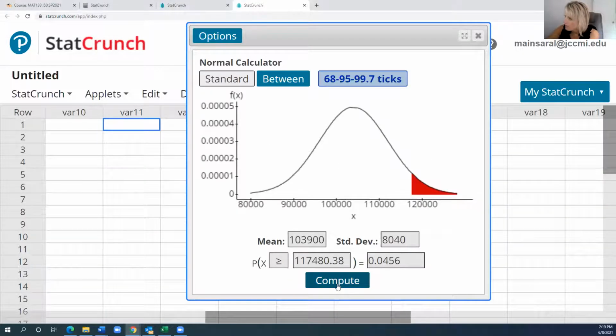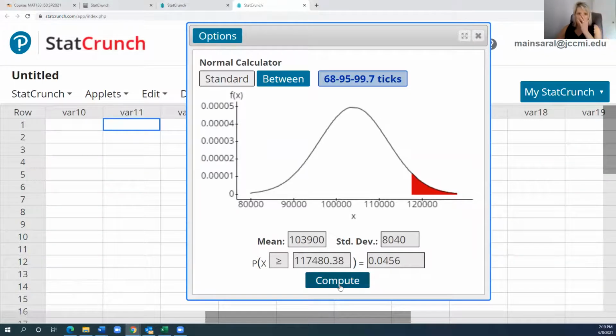And it is 117,480.38. So only 5% of the time, or not even 5% of the time, there's more than 117,480 RN jobs. This must be in our nation. Didn't say if it's in the US or in the world. So that wraps up the 7.2 practice.